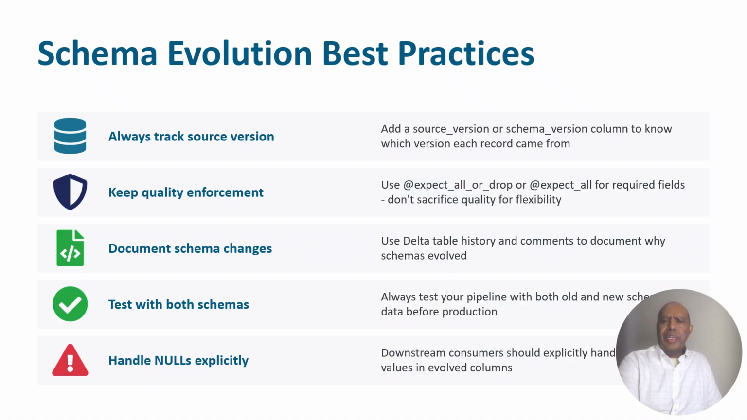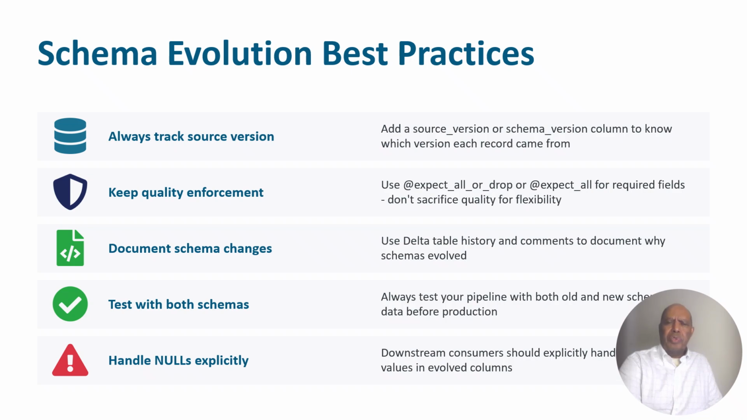And then number 3 is document schema changes. So use Delta table history, use table comments, document why the schema evolved. For example, because we added email and phone fields for the version 2 student system migration, ticket, project number, whatever the project name. So 6 months from now, someone will thank you. That someone might be you.